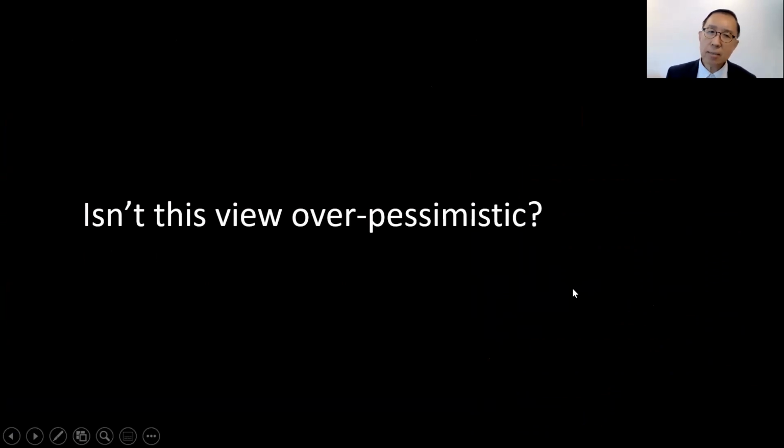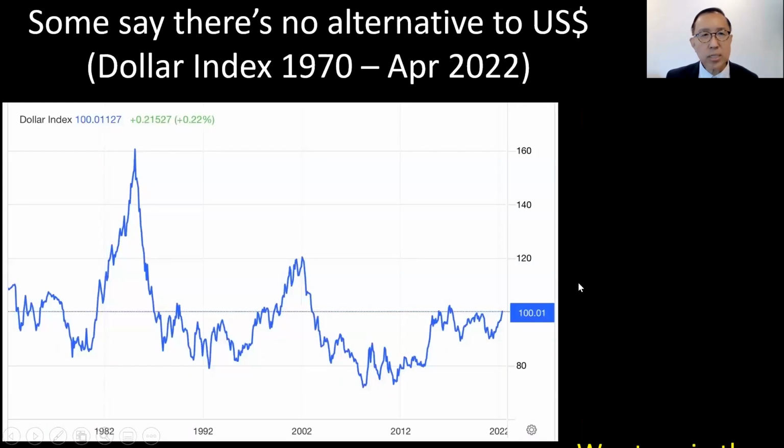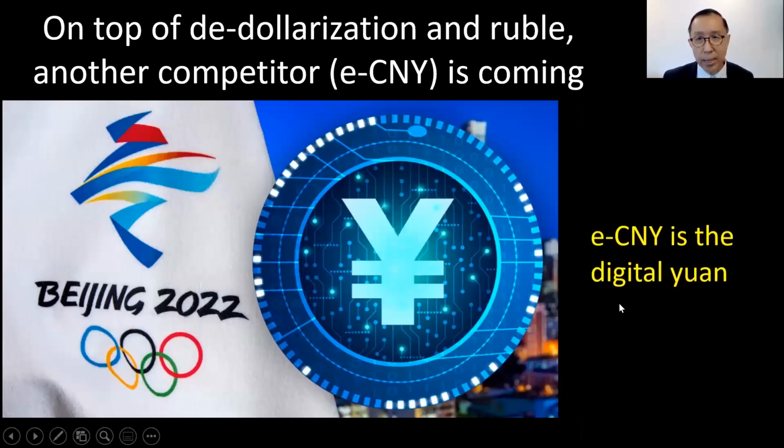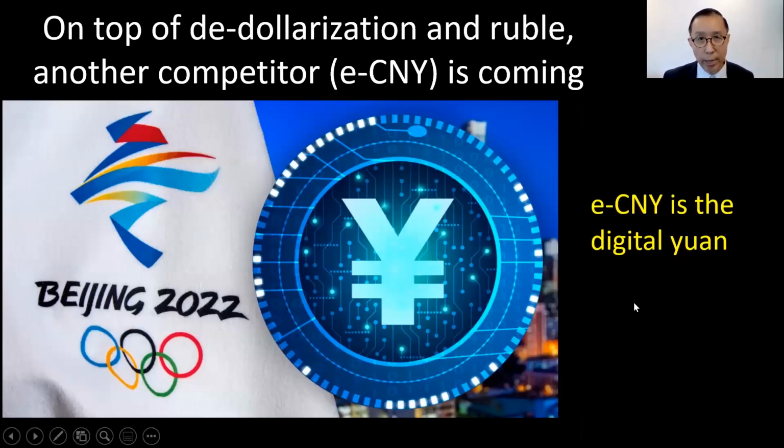Some people might say, this is a bit over pessimistic. If you look at the chart, the US dollar over a 50-year period has gone up and down. And in fact, in the past few months, it has gone up. Well, to that I say, yes, that's true. In the past, there was no alternative. But with de-dollarization, the rise of the ruble, things have changed. Third factor, there is an alternative coming, and that is the Digital Yuan.